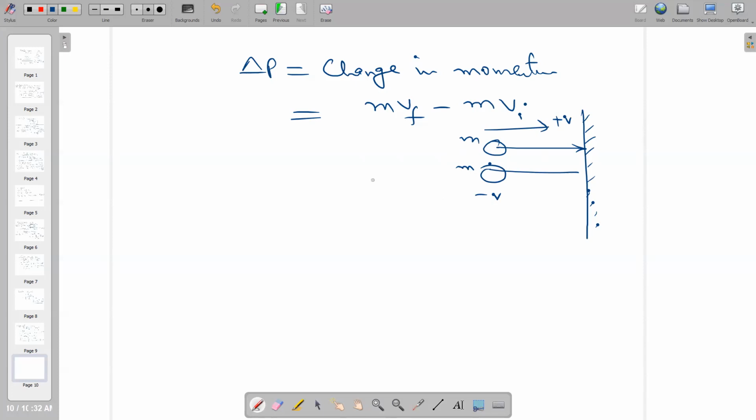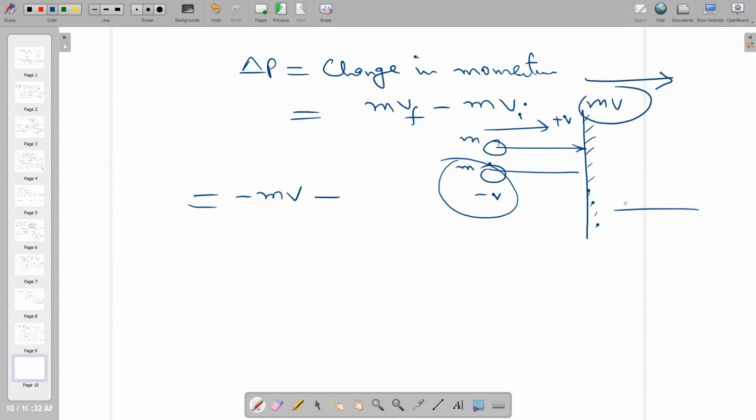So you will apply the formula for final momentum. Final momentum is this one, so it will be minus mv. In this direction it is mv, and in this direction it will be minus mv. So final is minus mv minus this one, and it will be 2mv.